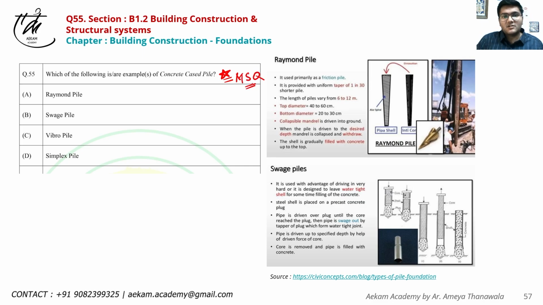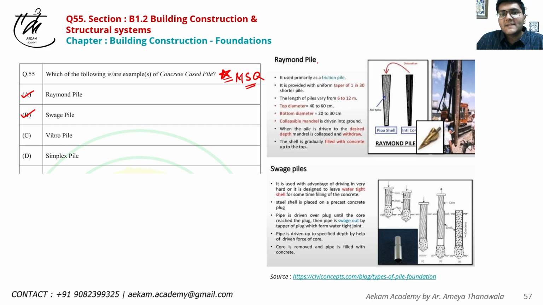1 mark MSQ question. So multiple options can be correct. So which of the following is or are examples of concrete cased pile? Options are Raymond pile, Swage pile, Vibro pile, and Simplex pile. So the correct answer for this is A and B, which is Raymond pile and Swage pile. So I'll briefly explain what these two piles are actually.